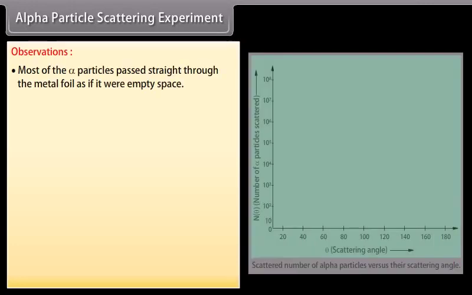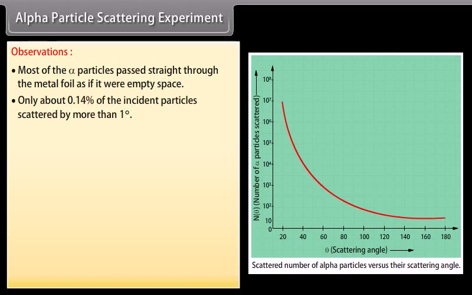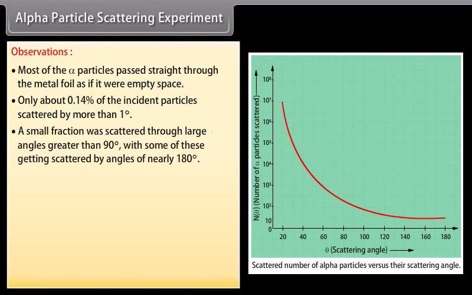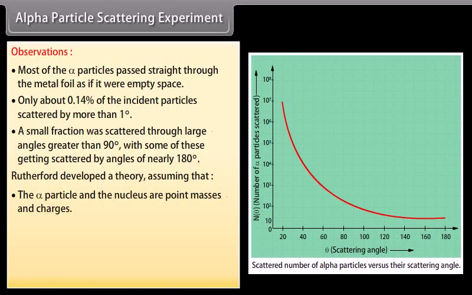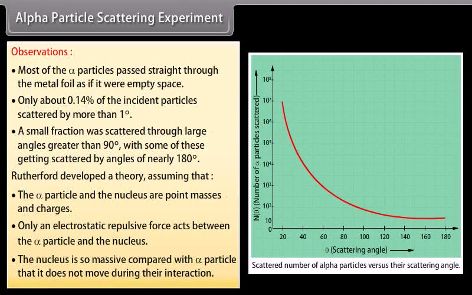Observations. Most of the alpha particles passed straight through the metal foil as if it were empty space. Only about 0.14% of the incident particles scattered by more than 1 degree. A small fraction were scattered through large angles greater than 90 degrees, with some of these scattered by angles of nearly 180 degrees. Rutherford developed a theory assuming that the alpha particle and the nucleus are point masses and charges. Only an electrostatic repulsive force acts between the alpha particle and the nucleus. The nucleus is so massive compared with the alpha particle that it does not move during the interaction.